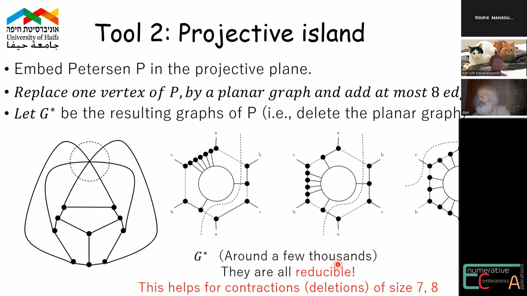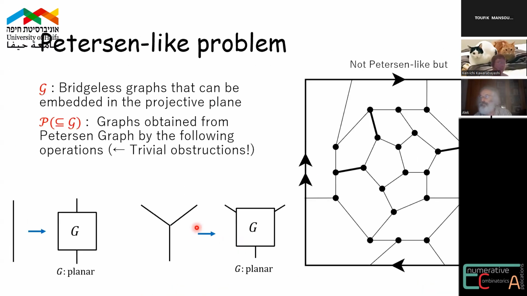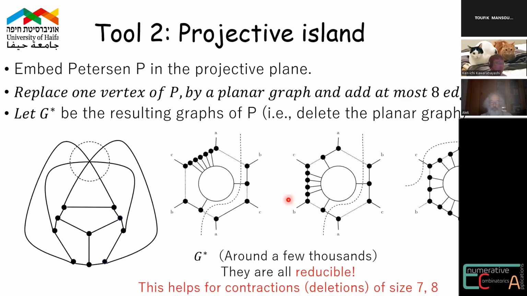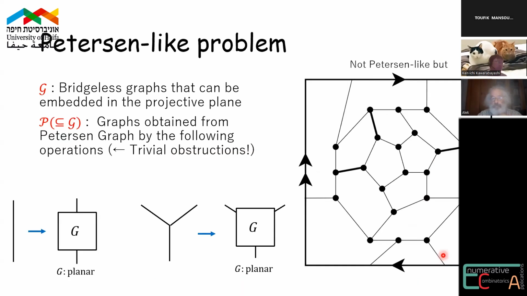The other weapon is what's called the projective island. Again, we have a similar situation. After you look at the disk with the 6-edge cut, delete this and crash it into one vertex, you get a Petersen graph. So we should look at the counter operation. This is the following. This is a Petersen graph. Look at one vertex and blow up this way. But you may add edges in this cycle. And it turns out this configuration outside is reducible up to size 178. And that helps a lot. So that's one weapon.